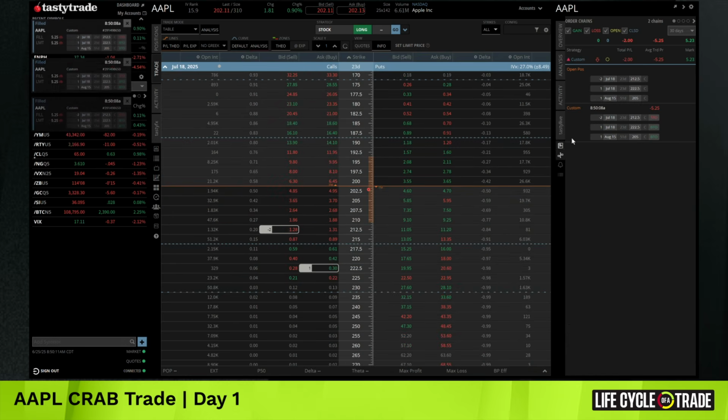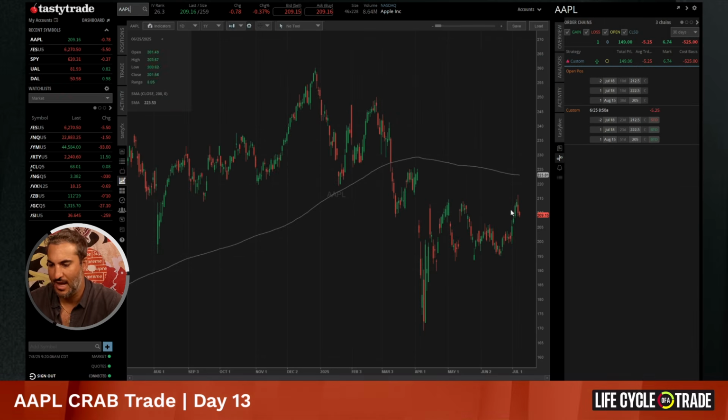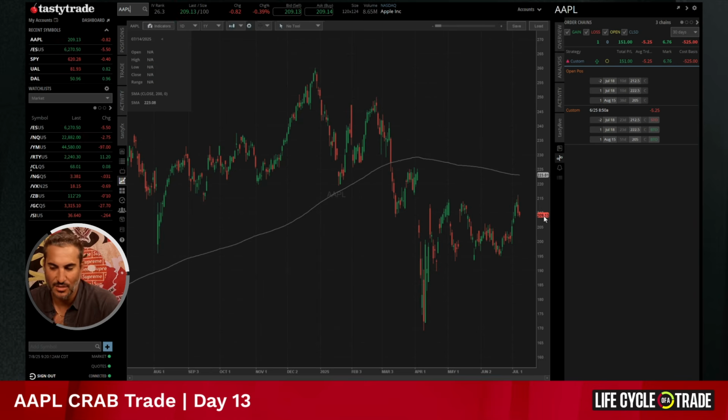And there we go. We get filled. 525 on this upside crab trade in Apple. Apple has had a nice little rally. It's come off the highs here of 215 and change yesterday and is now trading at 209 and change here.